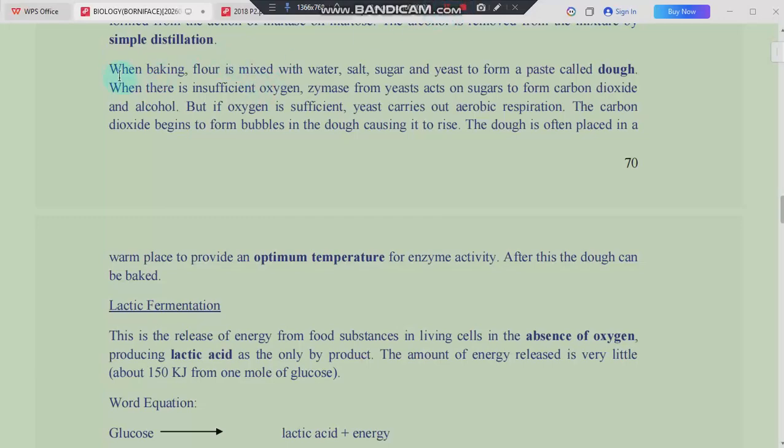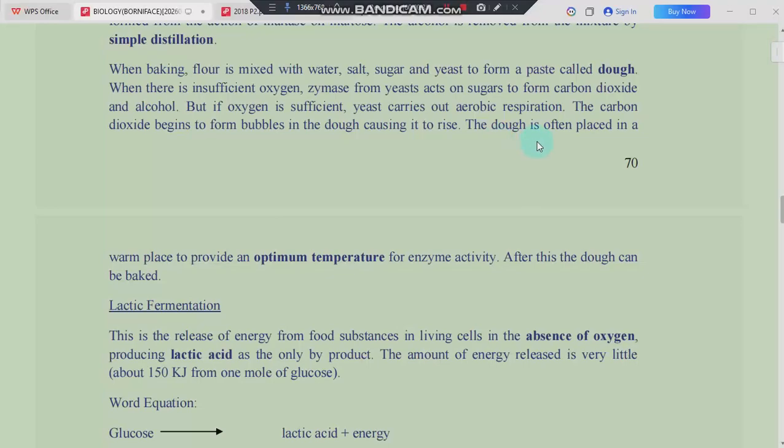Alright, so we continue. We are saying when baking, flour is mixed with water, salt, sugar, and yeast to form a paste that we call a dough. When there is insufficient oxygen, zymase from yeast acts on sugars to form carbon dioxide and an alcohol. But if oxygen is sufficient, yeast carries out aerobic respiration. The carbon dioxide begins to form bubbles in the dough, causing it to rise.